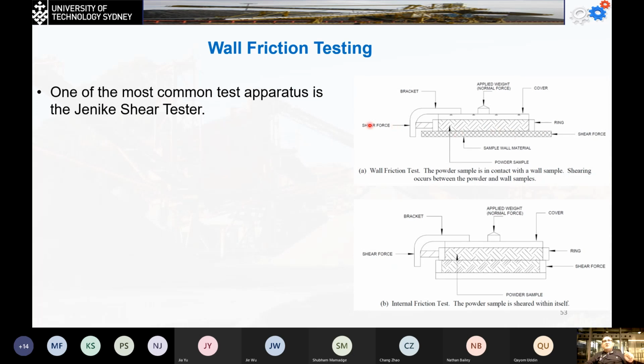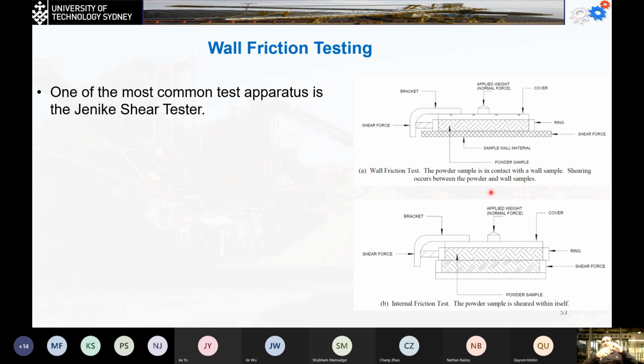Okay, so the amount of the force we're adding here, and we can measure, is equal to the friction force between the material, the powder sample, and the sample wall material. So this will simply help us to find the shearing that occurs between the powder and the wall sample.